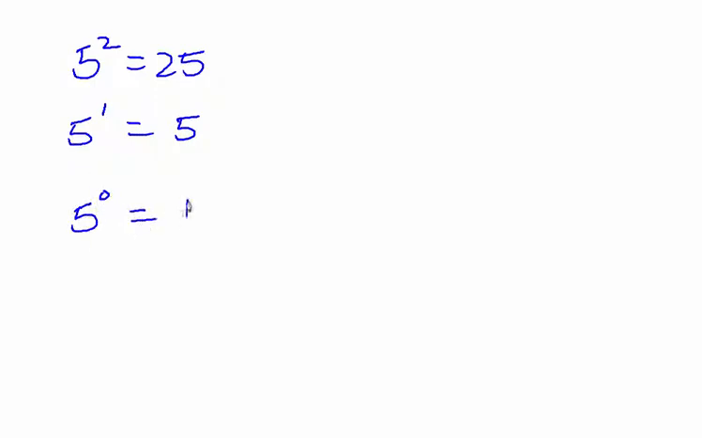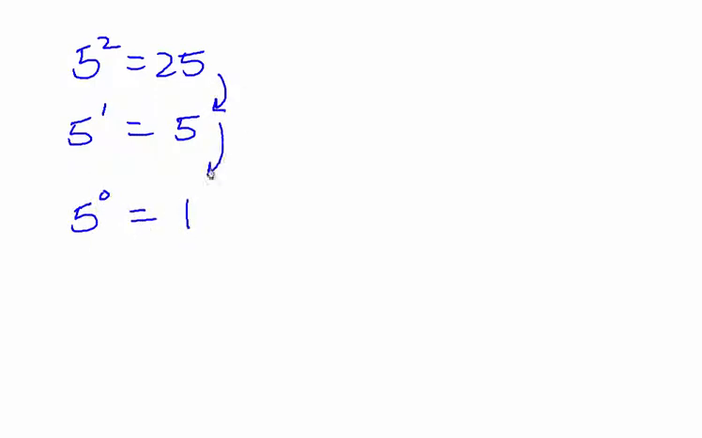I'd like to do a few more examples now where we're simplifying expressions that have exponents, and specifically negative exponents in addition to positive exponents. So let's start with a refresher of what we were working on in the previous video, and that is that if we have 5 squared, we get 25. If we have 5 to the first, we get 5. If we have 5 to the 0 power, we get 1.